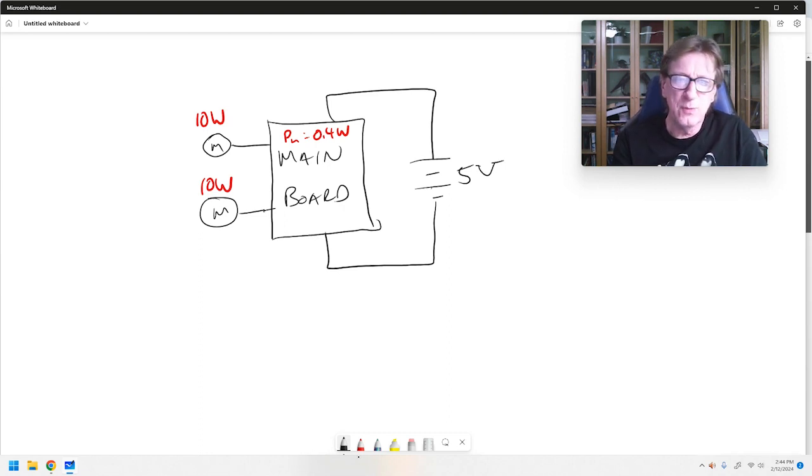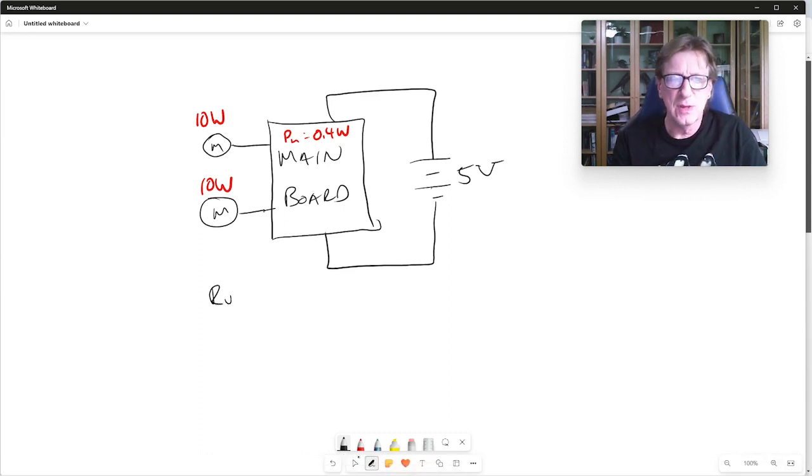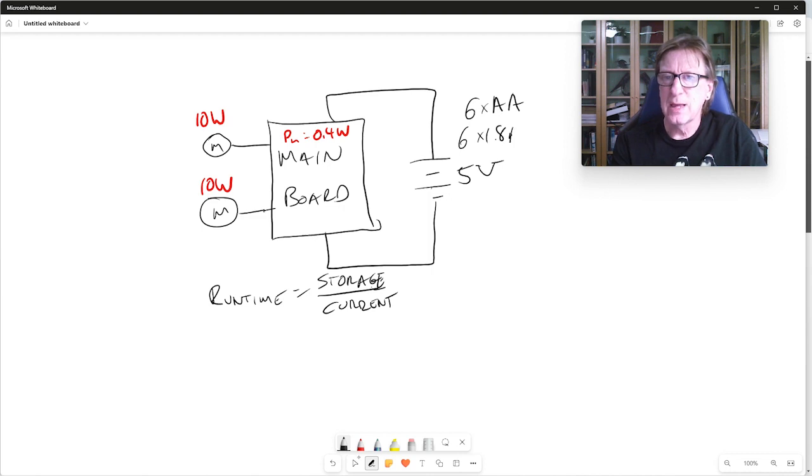Now, if we want the runtime, remember that the runtime is equal to the storage divided by the current. Well, we're going to use the same 6 AA batteries. And so that's going to be 6 times 1.8 amp hours of storage.